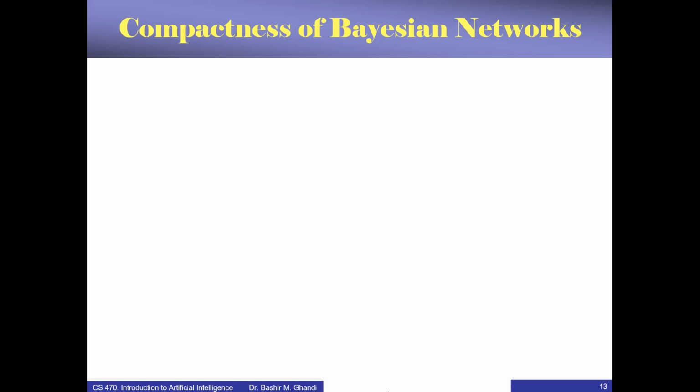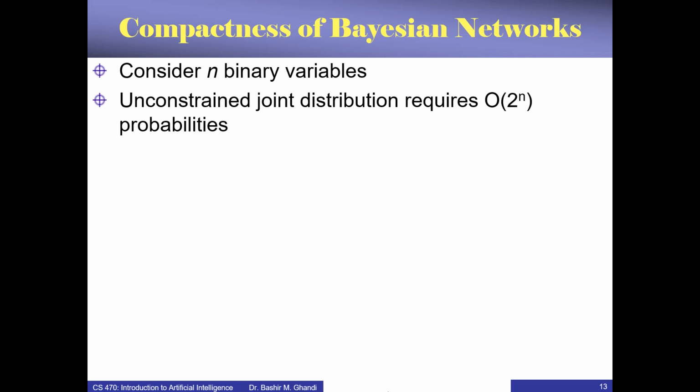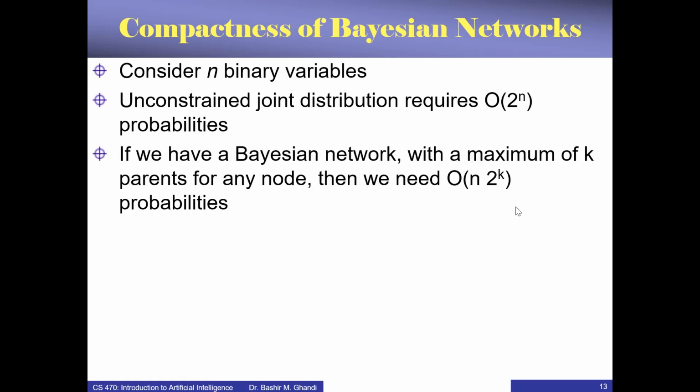Let's now talk briefly about the compactness of the representation of Bayesian networks so that you can compare it with the representation of the full joint probability distribution. So consider n binary variables or Boolean variables. Unconstrained joint distribution, as we discussed in the last lecture, will require big O of 2 to the power n probabilities to be computed. However, if we use a Bayesian network, let's say a Bayesian network with a maximum of k parents for any node, so no node has more than k parents, then we're going to see that we only need probabilities in the order of big O of n times 2 to the power k.